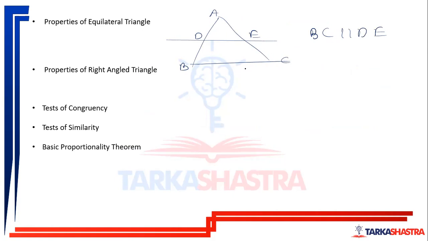So in this case, if we draw a line parallel to the third side, then AD upon BD is equal to AE upon CE. पहली चीज, AD upon BD equals AE upon CE.